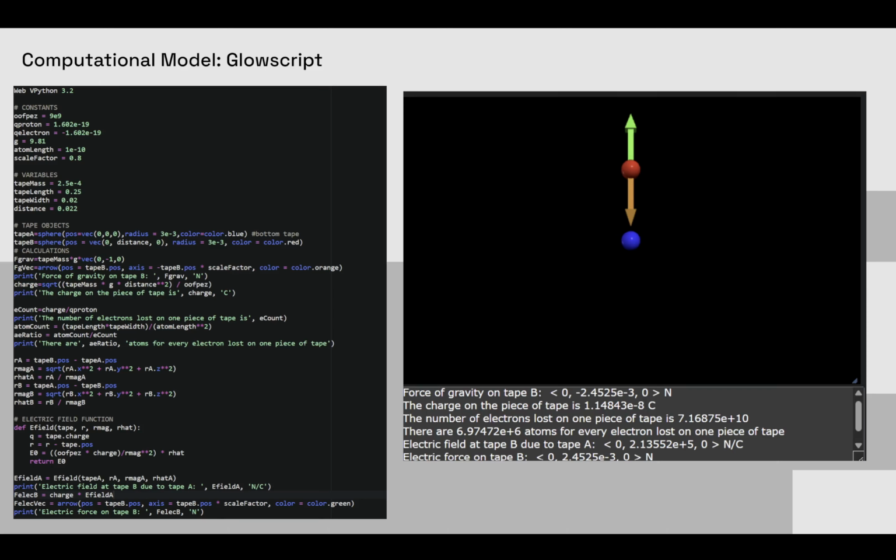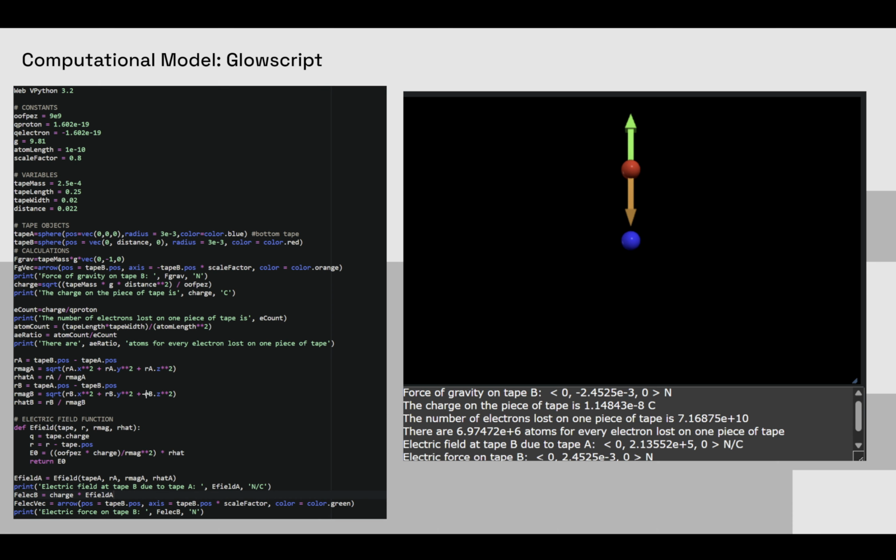Here's our GlowScript model that we used to find those calculations. Here are our initial conditions. You can see that I have the length of the tape, the mass, the tape width, as well as the distance to the tape that we found. This is the actual distance. It says 2.5 centimeters over there. I was just informed by my lab mate that it is actually 2.2.